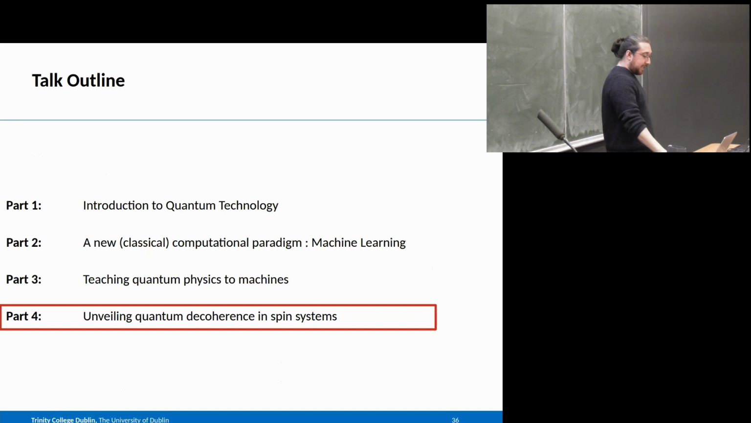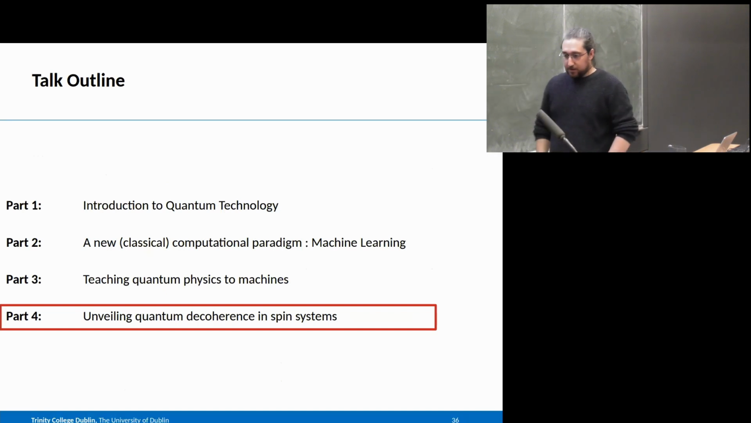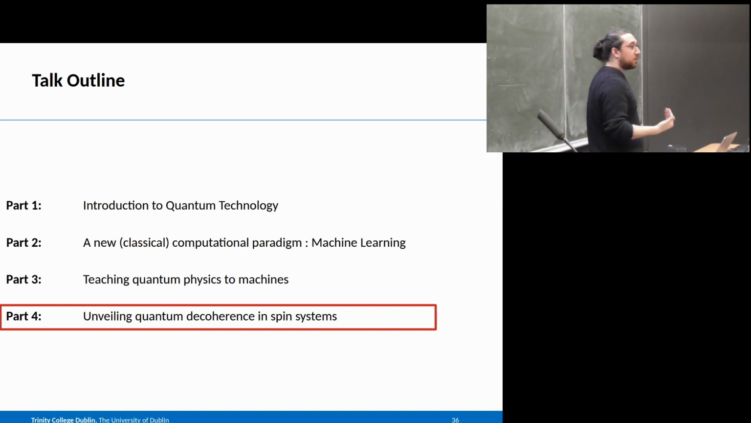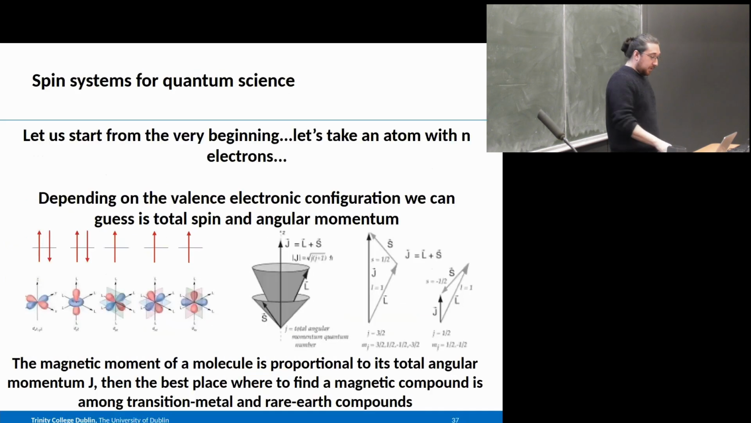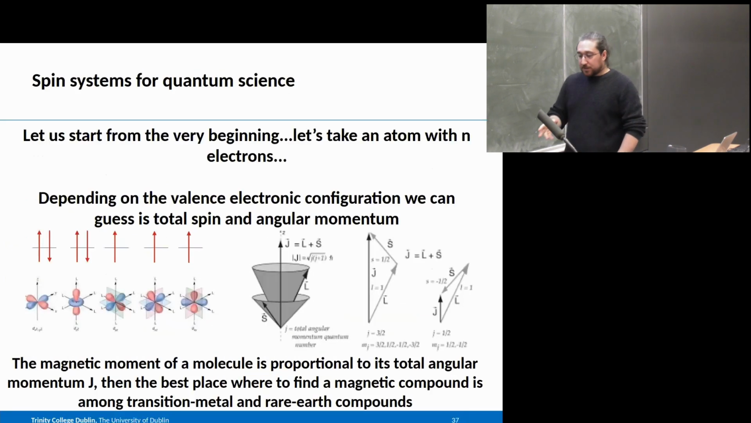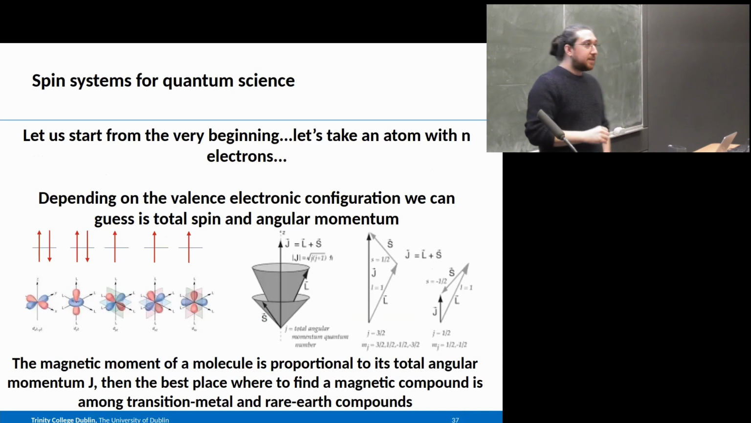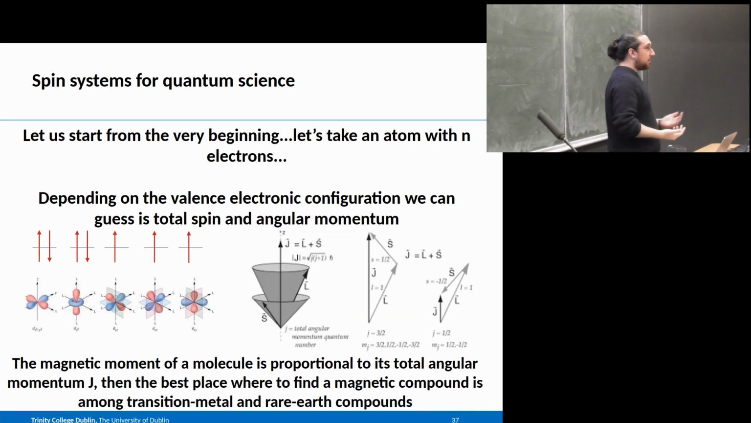All right, so let's see how this kind of application can be used to fight against our initial problem: how to fight decoherence in quantum systems. Now, the quantum systems we study in our group are spin systems. As we were mentioning before, spin is the prototypical two-level quantum system, right? So that's a good place to start.